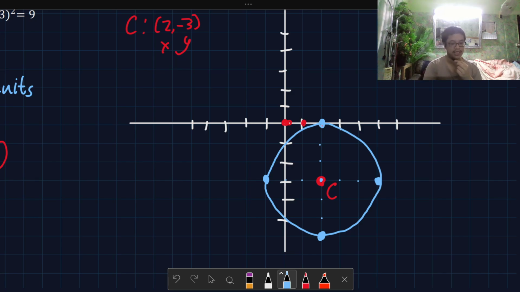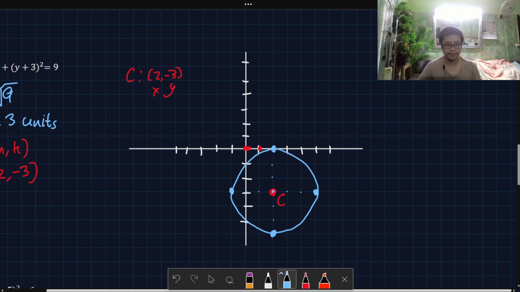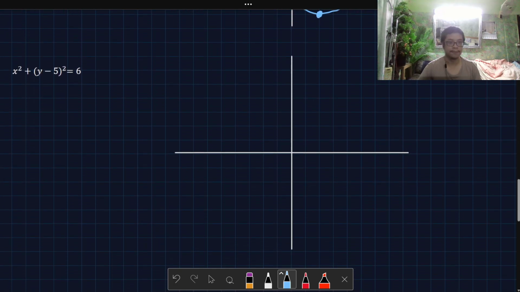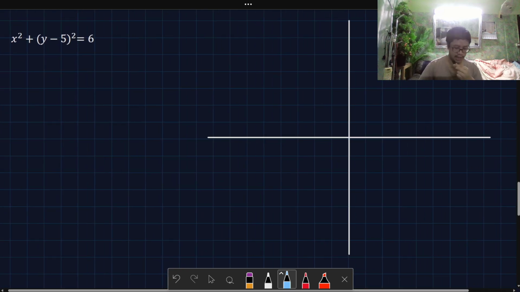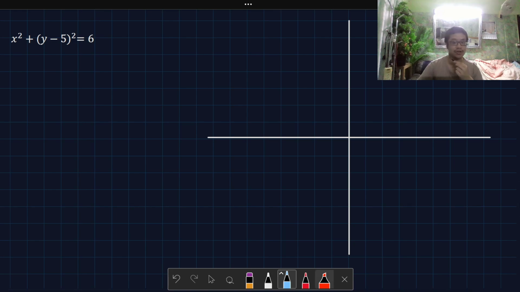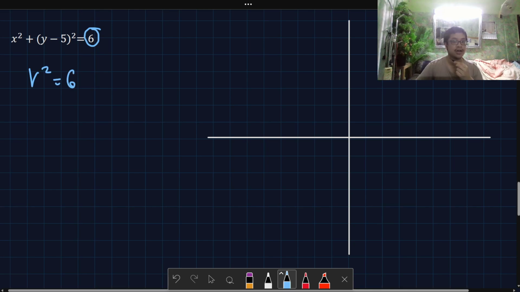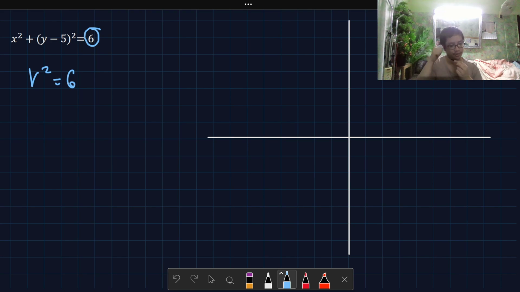Okay, so that's it. Let's have some examples so that we can have some practice. All right, so let me just zoom out. We have this one. First and foremost, take a look again if it really is a circle or not. So again, how would you know? Look at the number on the right because that is your r squared. So your r squared is equal to 6. Now, if you would notice, it's greater than 0. So therefore, it really is, in fact, a circle. So we're good to go.